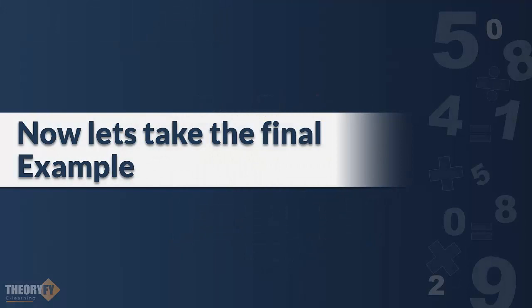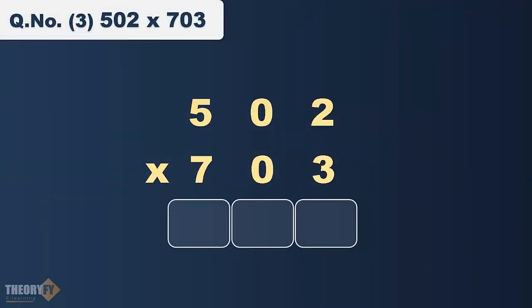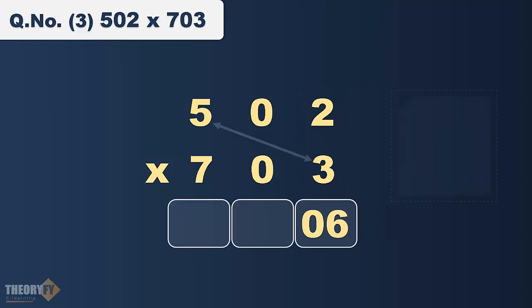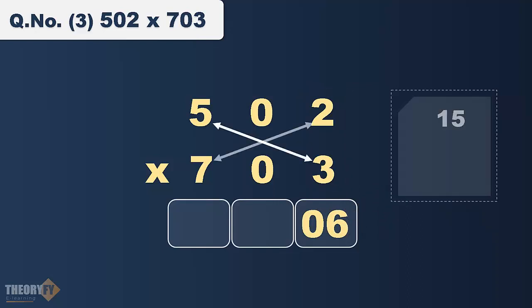Now let's take the final example, 502 into 703. First multiply the rightmost digits. 2 into 3 is 6. That is our first part of the answer. Then we multiply the digits diagonally. 5 into 3 is 15. 2 into 7 is 14. Add them. Answer is 29. 2 digits are there. Fine. It's balanced.